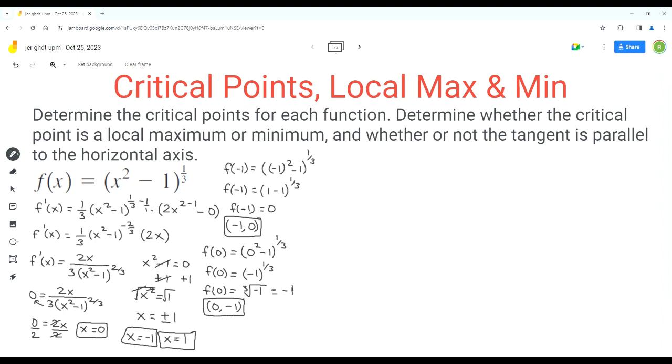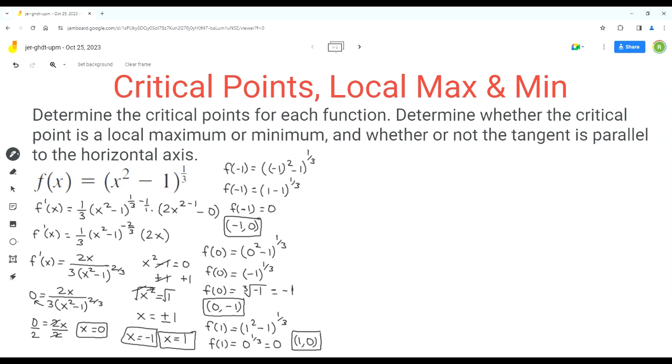Now we can find the third critical point, so we'll sub in x as 1. So f at 1 equals, so 1 square minus 1 exponent 1 over 3. So 1 square is equal to 1 and 1 minus 1 is equal to 0. So f at 1 is equal to 0 exponent 1 over 3, which is equal to 0. So the third critical point is 1 comma 0. So these are the three critical points for this function.